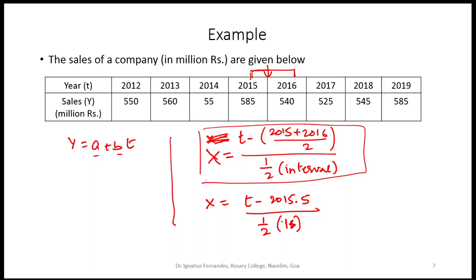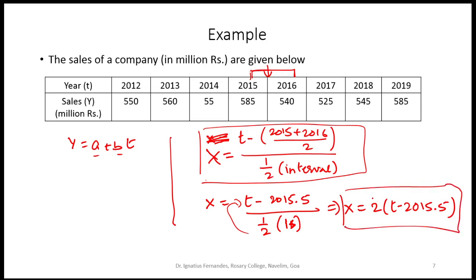Interval is 1. Okay, so this 2 I can cross multiply, take it on top. So this will give me x is equal to 2 times (t minus 2015.5). Okay, so this will be the only difference in this example, where the number of years here is even. In case the number of years is odd, then I get directly a middle year, as in the previous example. In case it is even, this is exactly what we do.